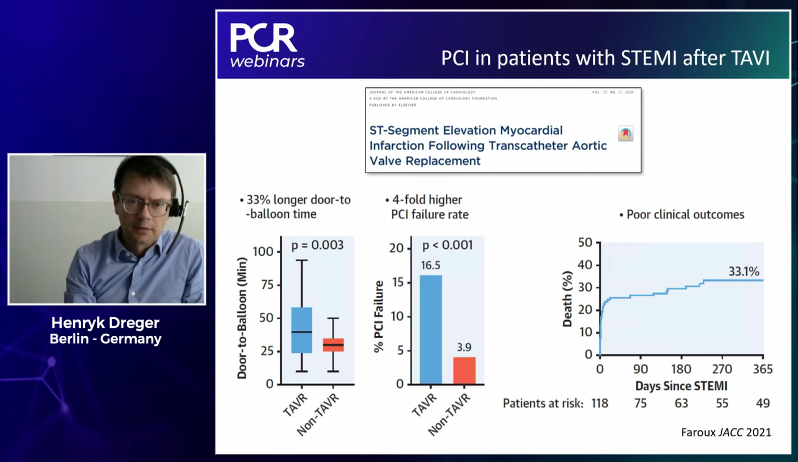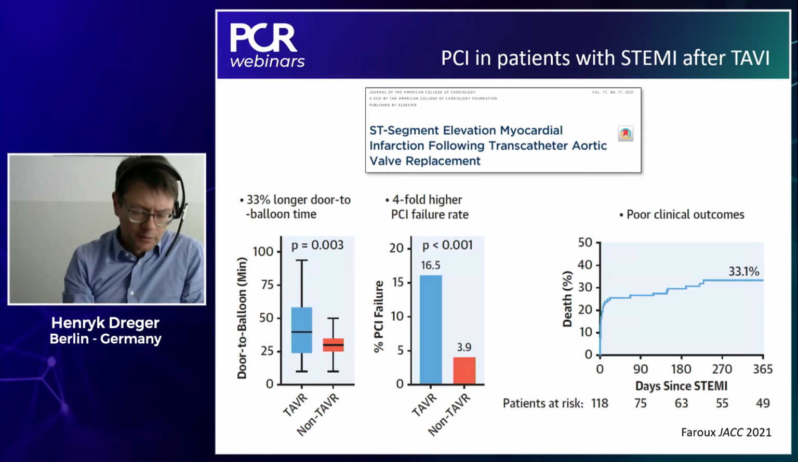And you see in these little diagrams here that the door balloon time was significantly longer in TAVI patients compared to non-TAVI patients with a STEMI. And the rate of PCI failure was significantly higher with 16.5%. And even though there was no comparison between a control group, the overall data regarding outcome with the endpoint death was really bad compared to what we usually see in a STEMI cohort.